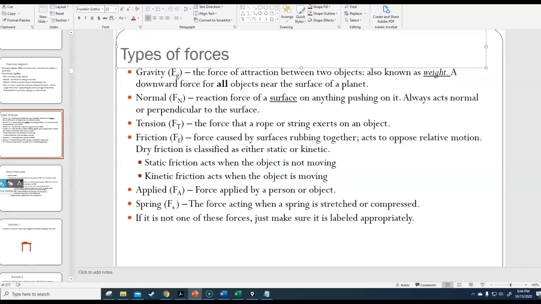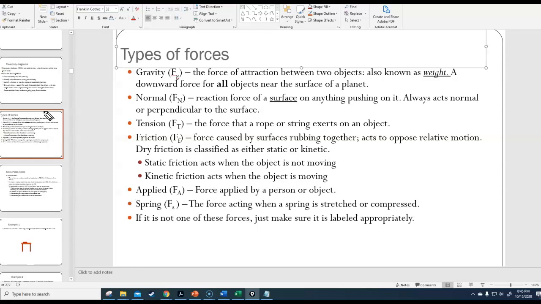Okay, so let's start with weight. The force of gravity, Fg, aka an object's weight. The force of gravity is a downward force for all objects near the surface of a planet. Notice that all is in bold, all means all.